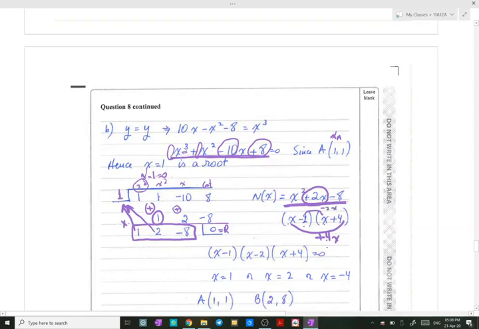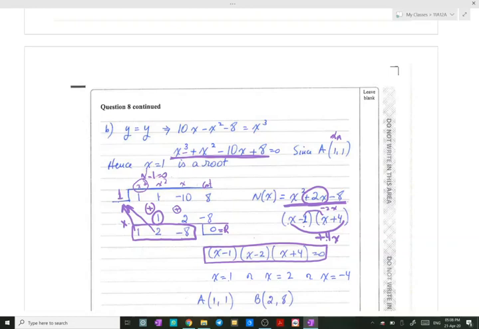Therefore, if we want to write the factorization, the linear factors of x cubed plus x squared minus 10x plus 8 equals 0, it's going to be this value. So now we have x equals 1 as the first root, x equals 2 as the second root, and x equals minus 4 as the third root.